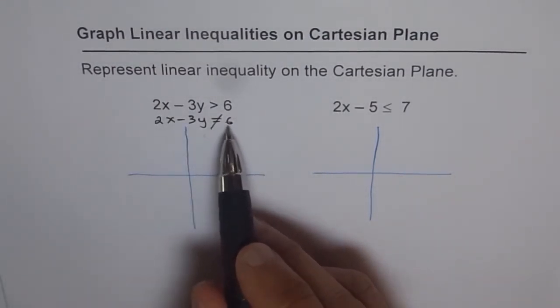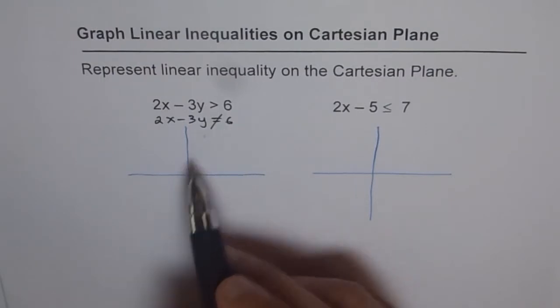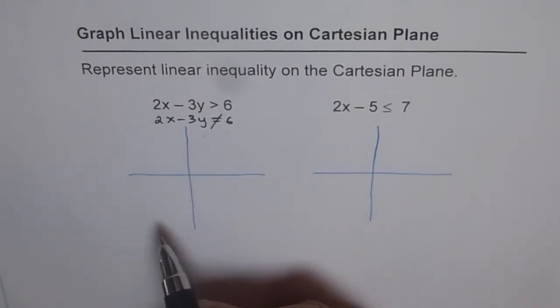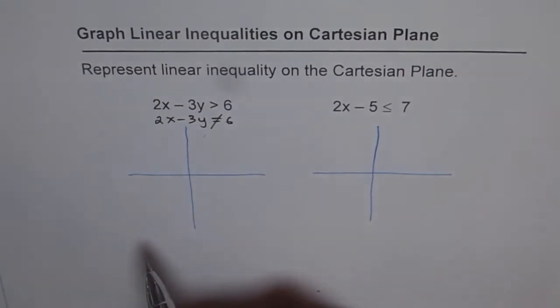2x minus 3y equals 6 is a good starting point, but we'll cross it out in between and leave it as a dotted line, as that is not part of our solution, but it is an important part of getting to our solution. That's the reason I'll sketch the line 2x minus 3y equals 6 and then get rid of it by showing it as a dotted line, and then plot our solution on the Cartesian plane. So that is the strategy here.